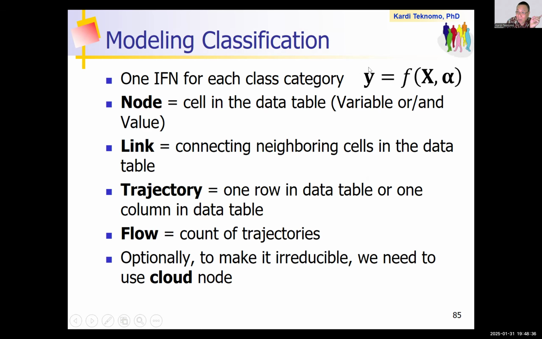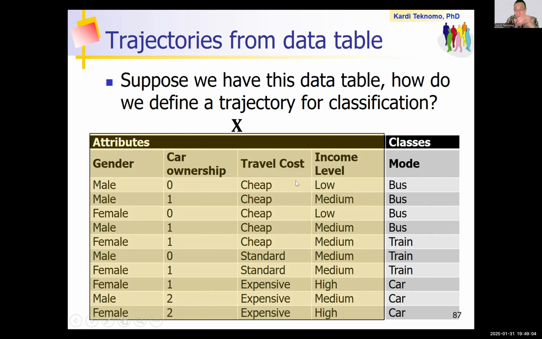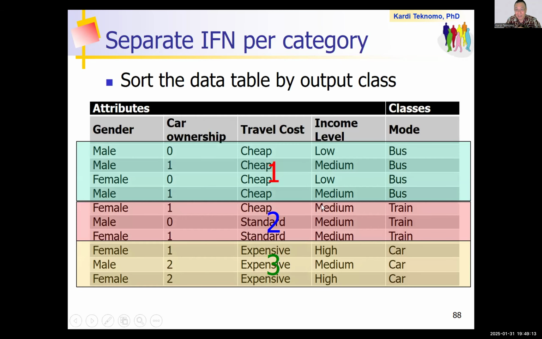Remember that the output must be a category. This is an example: transportation mode choice. These are the classes. You have gender, car ownership, travel cost, income, and these are the classes. So we have bus, train, and car, right? So what to do? We separate the data into the attributes and the class, so X and Y. This is the X and this is Y. Then for the Y, we divide into classes: for the bus, for the train, and for the car.